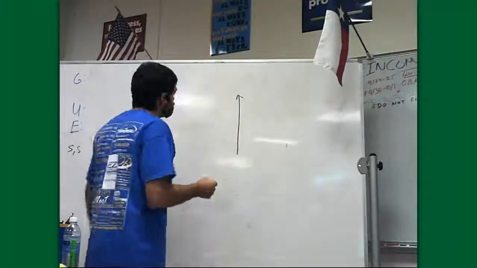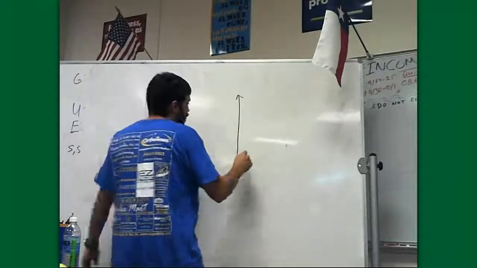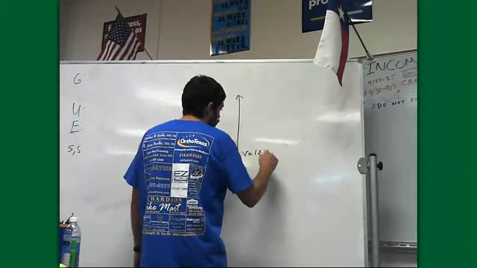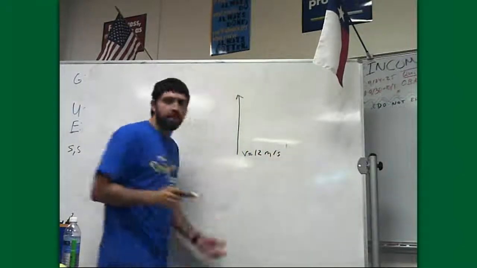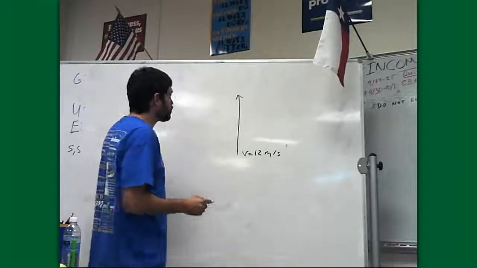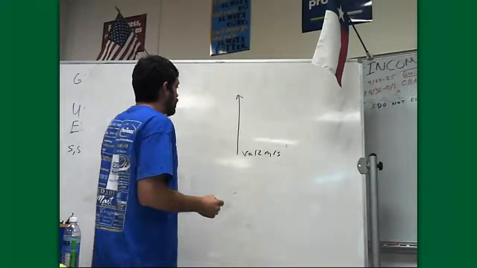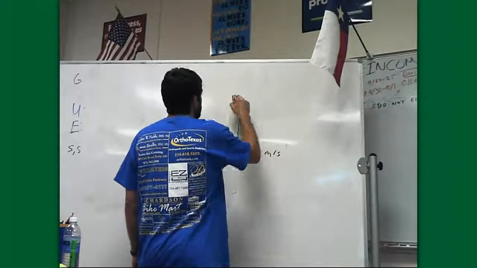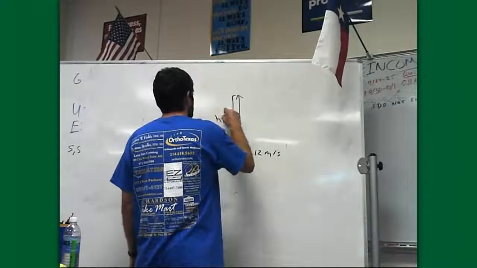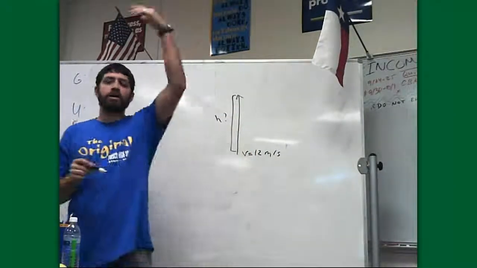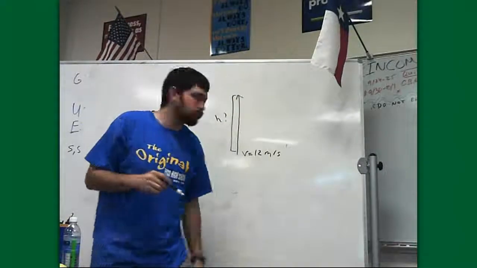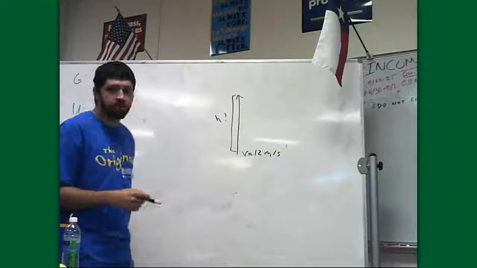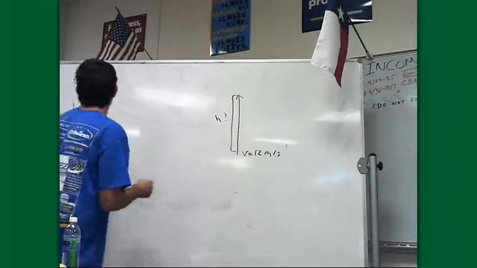And let's say we threw it at a speed down here of 12 meters per second. Right? Seem reasonable? 12 meters per second. And I want to know what's the height? How high did it rise? How high did it go? You may think, well, geez, that's not very much information. Well, let's see what we get.